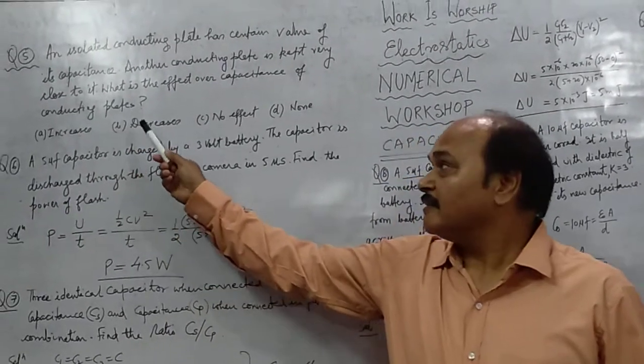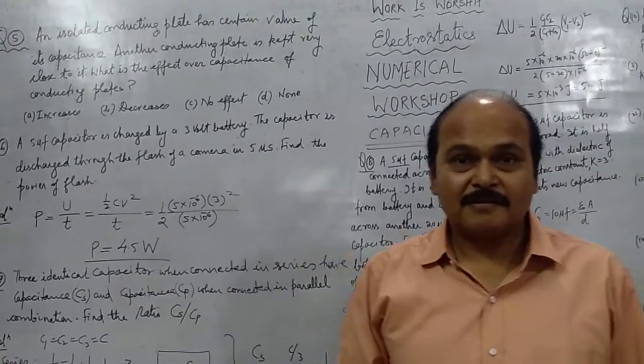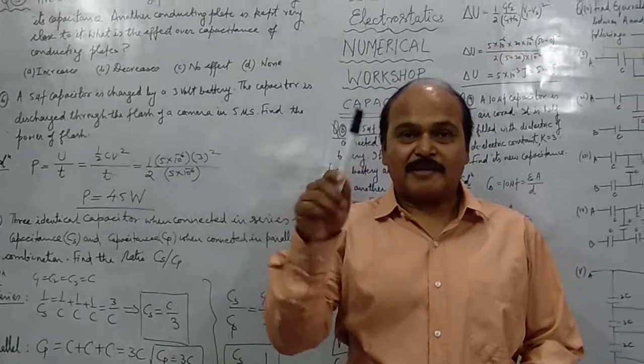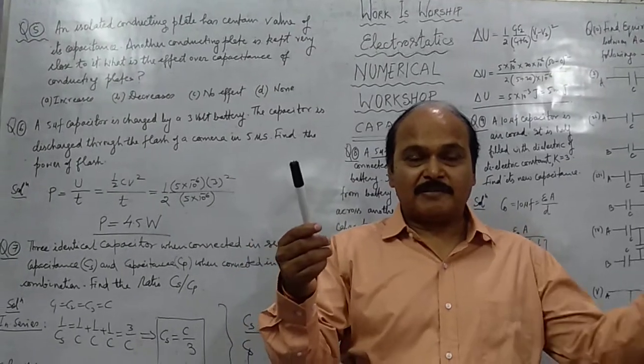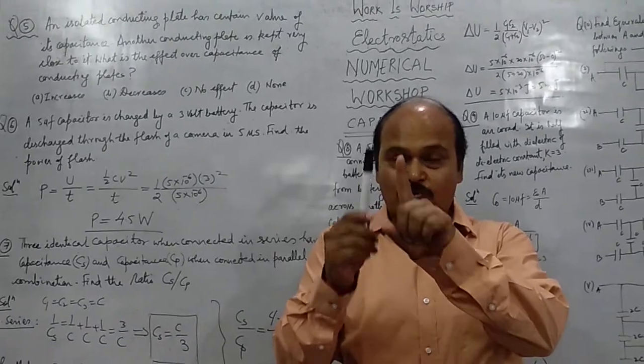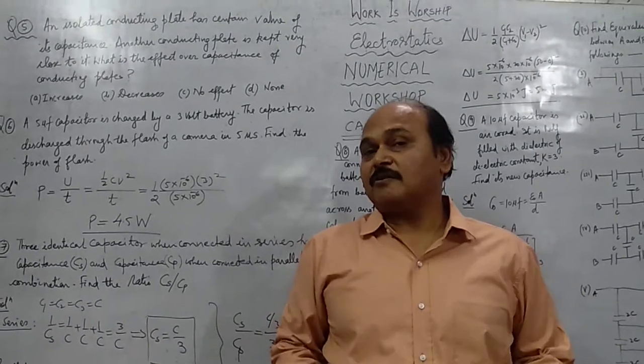Well, I hope the question is clear. We have a conducting plate. It has certain value of capacitance. Now another plate is brought close to it. So in this situation, what is the effect over capacitances of the plates?